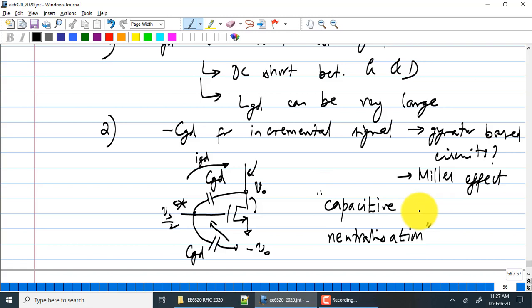Okay, if you do this, remember, CGD has one sign of feedback. By taking minus VO and connecting it like this, you are basically adding, if that were negative feedback, positive feedback, or vice versa. Right? Just remember that. You are changing the sign of feedback for the other path. That is why it's neutralizing the effect.